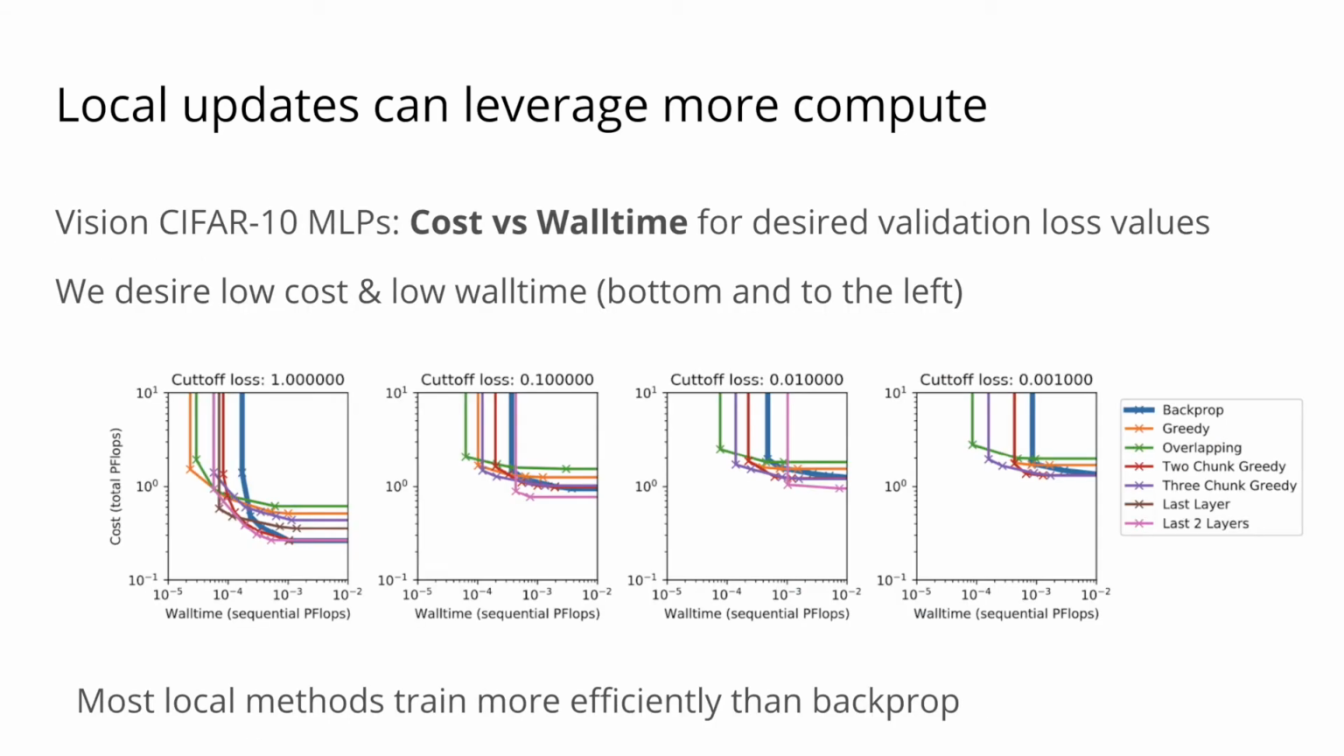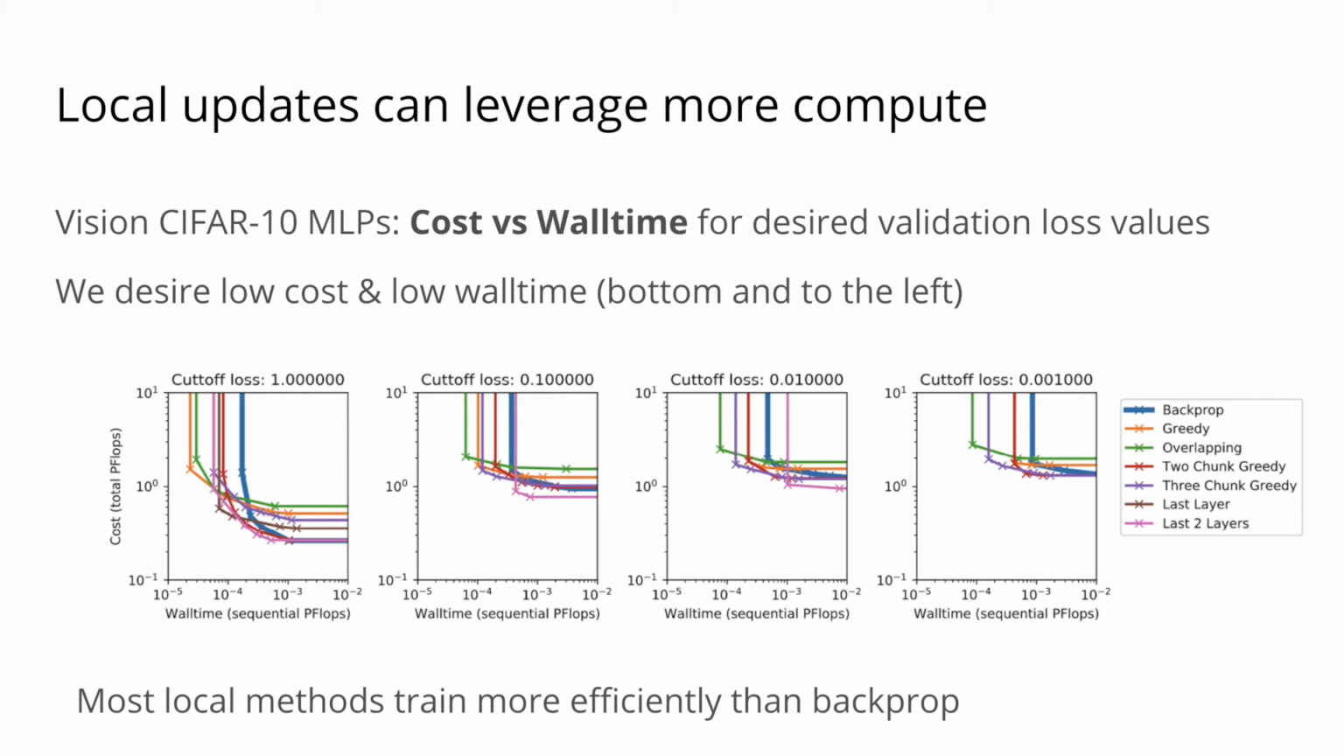First, we show this on training simple 8-layer CIFAR10 MLPs. We show a sequence of these plots corresponding to different cutoff values, so to different loss values we're trying to achieve. On the x-axis, we have a hardware-independent measurement that represents wall clock time. This is basically the number of serial flops required to train in parallel. On the y-axis, we have a hardware-independent measurement of cost. In this case, total flops required.